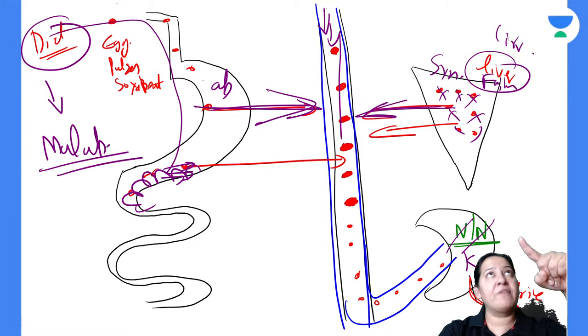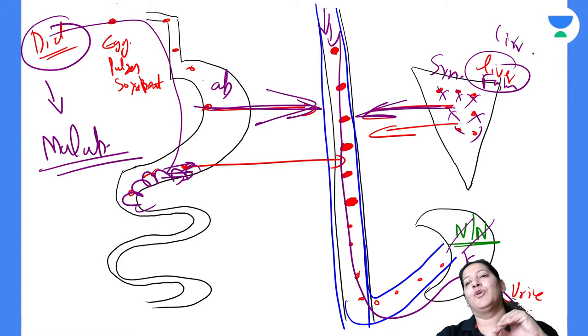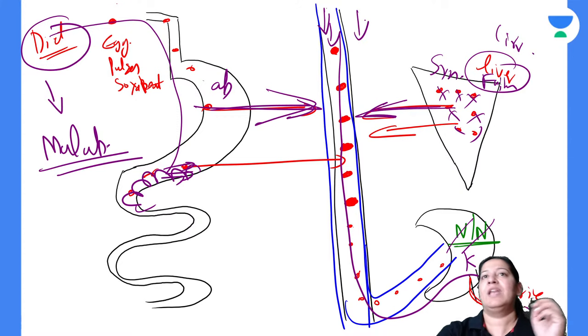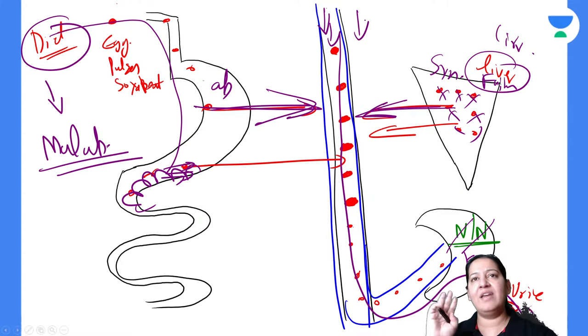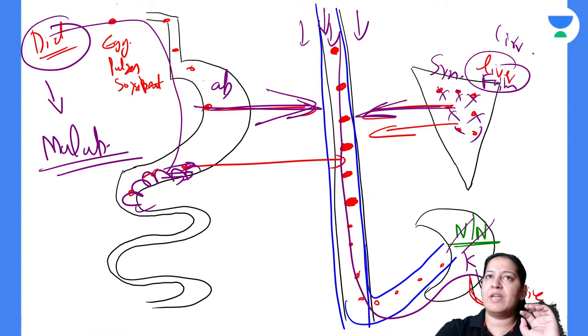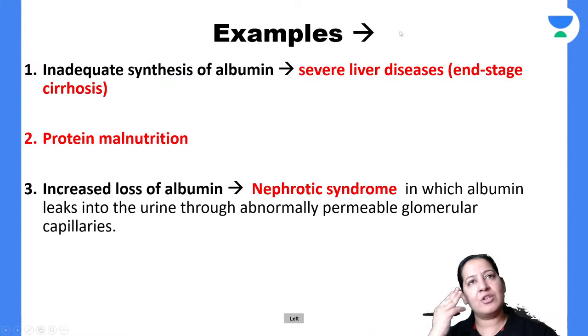All the protein coming from the intestine and liver is excreted in the urine. So again, the person will have less protein in the blood. So what are the three reasons? Whenever the person has less protein in the blood, the oncotic pressure will fall and the person will have edema. So there are three reasons.